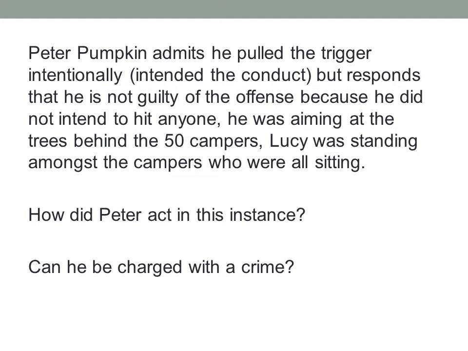What do we got here? Can he be charged with a crime? How did he act in this instance? Knowingly? Is that our word we're looking for? He intended the conduct. We got that. But knowingly, when he knowingly behaves, he doesn't intend to hit anyone, that wasn't his intent to hit anybody, but can he be aware of the probable consequences? Yes, and he could probably be charged with murder in this case.